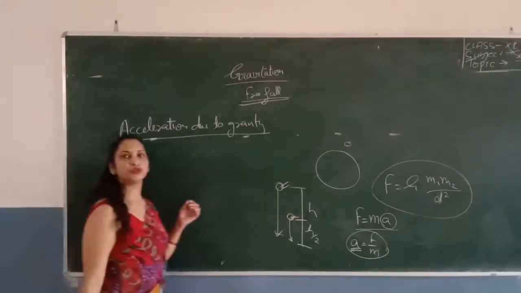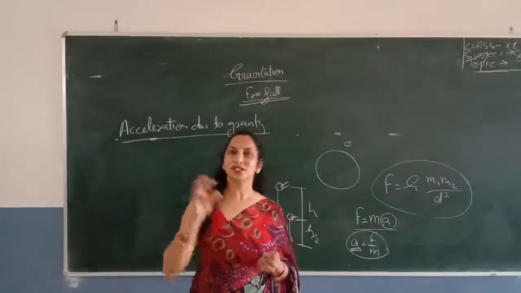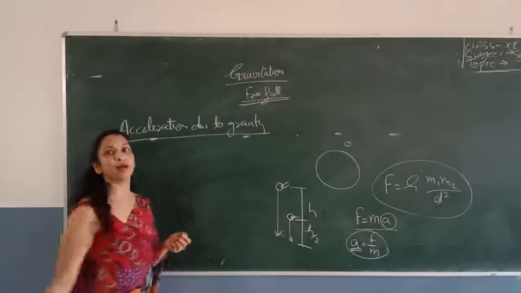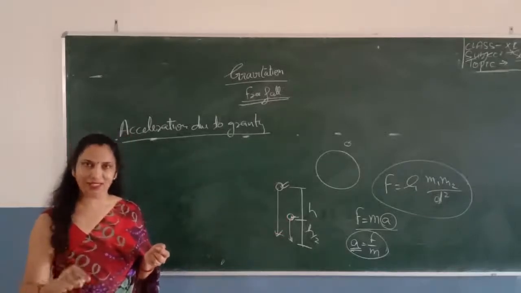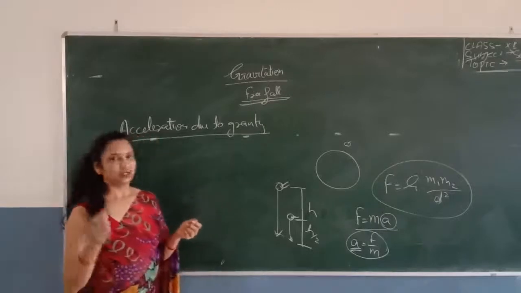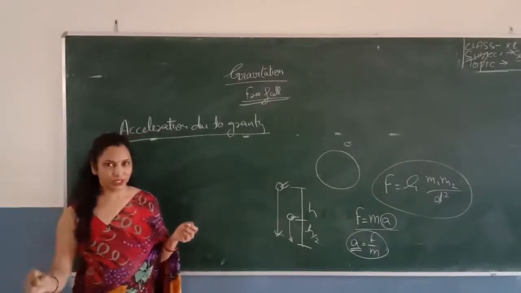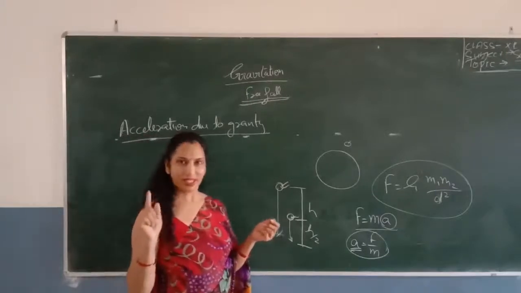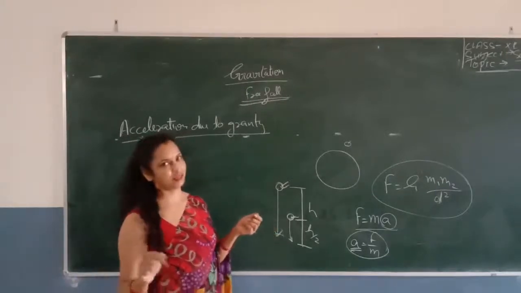So acceleration due to gravity means the acceleration produced in a body due to the gravitational force exerted by the earth is called the acceleration due to gravity. Again I am telling you, the acceleration produced in a body due to the force exerted by the earth on it is called the acceleration due to gravity.